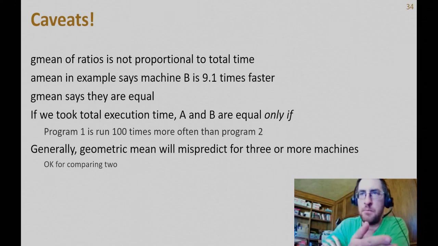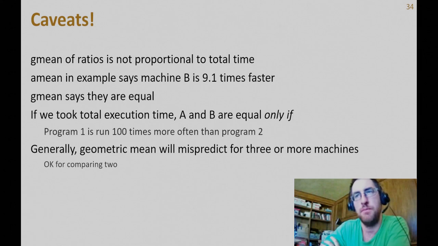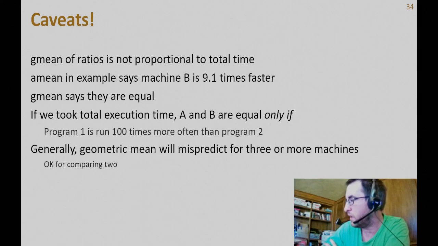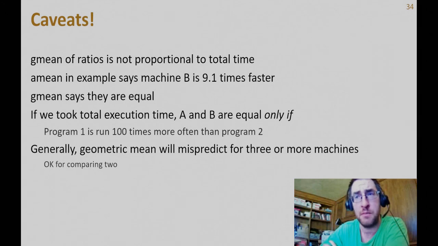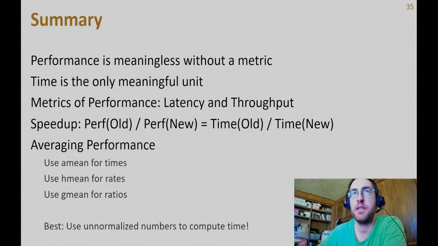If you're presented with time, rate, or ratio, you should have some sense of which kind of mean you should use to compare them. And when you read a paper and it tells you it took the arithmetic or geometric or harmonic mean, you should be able to look at that and think, is that the right mean to use and why? So performance is meaningless without a metric, and time is the only meaningful unit or metric in life, really. Latency and throughput are our primary high-level metrics that we like to look at. Throughput tends to dominate. The speedup equation is the old thing divided by the new thing, or the unimproved divided by the improved. That should give you a number greater than 1. If it doesn't, then you did not make an improvement. And when you average numbers, make sure you use the right average depending on what kind of number you're looking at. And the best results will come from using non-normalized numbers based on time metrics.